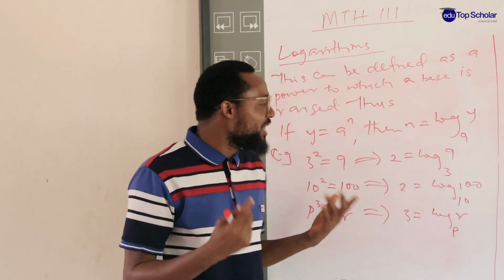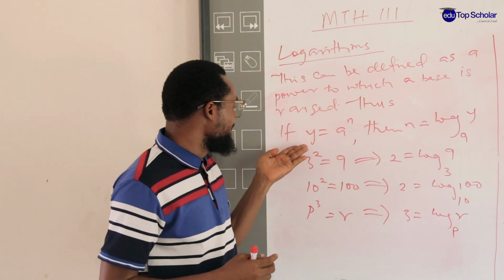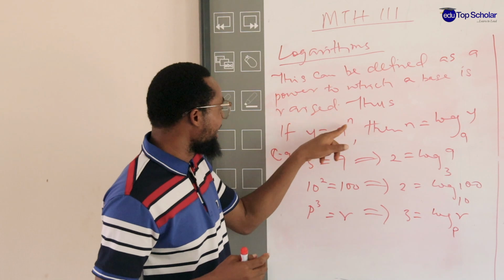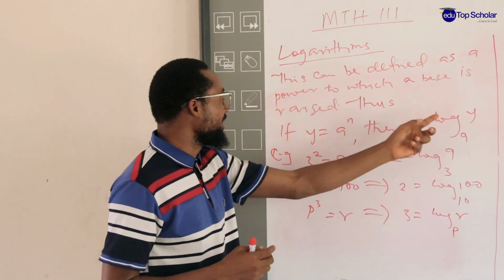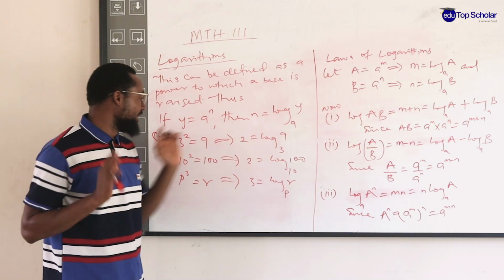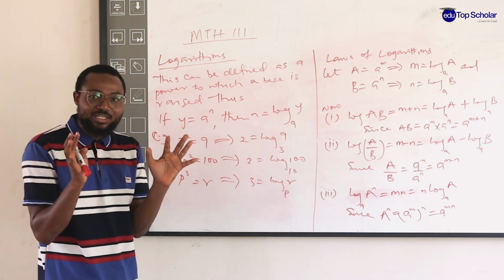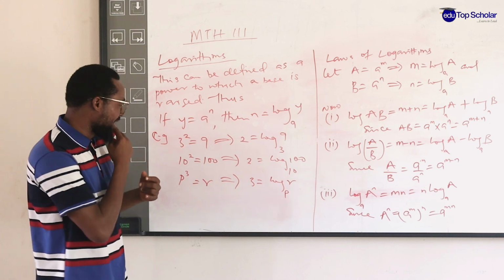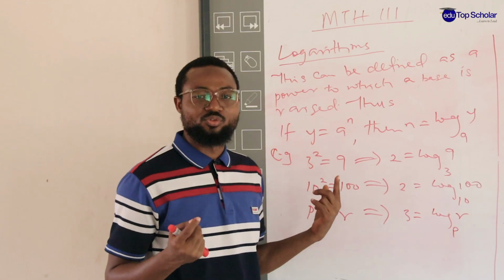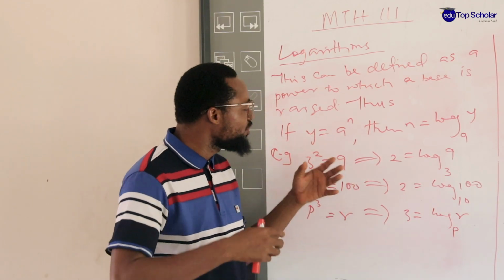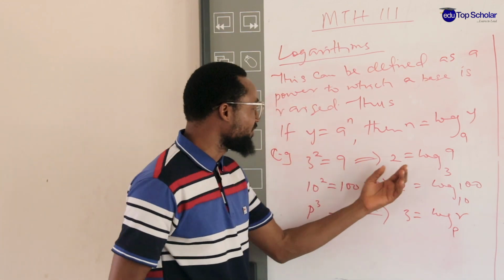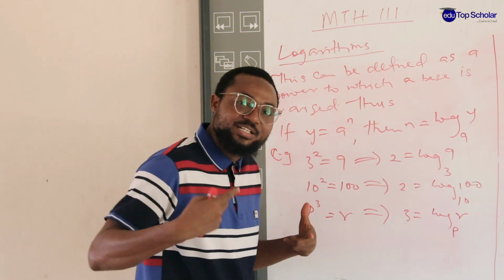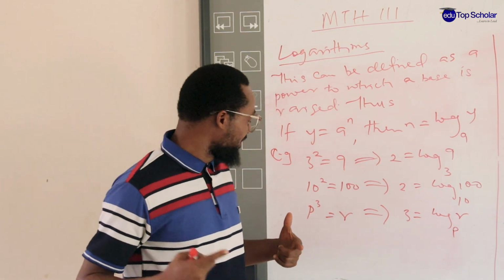Thus, if from our indices, y is equal to a raised to power n, then this implies that n, which is the exponent here, is the logarithm of y to base a. That is how closely related indices and logarithms are. For example, 3 raised to power 2, we all know, will give us 9. This will imply that 2 is equal to log 9 to base 3, just to establish the relationship between indices and logarithm.